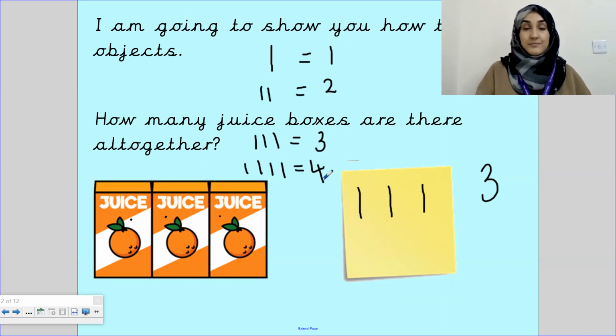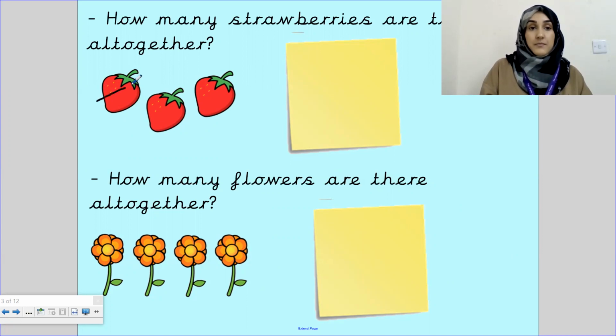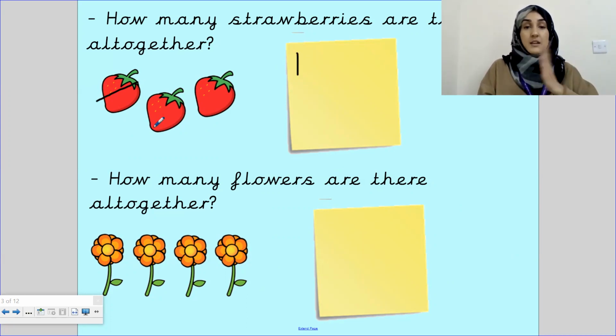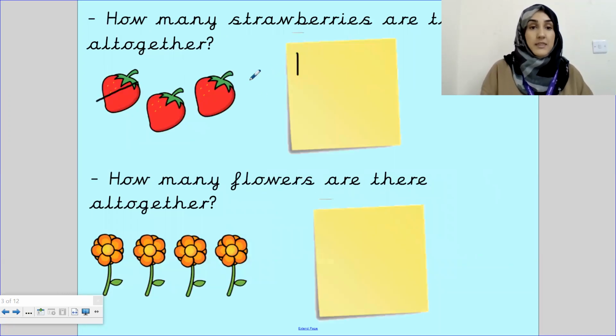Okay, now let's count how many strawberries there are all together. Can you do it with me? I'm going to use the crossing off method, that's 1. Now remember, I'm doing a tally. This is called a tally mark. Tally mark. So these marks here, these ones right here, these are called tally marks. Let's go back. I've got 1 there, 2, 3. I have 3 strawberries all together.